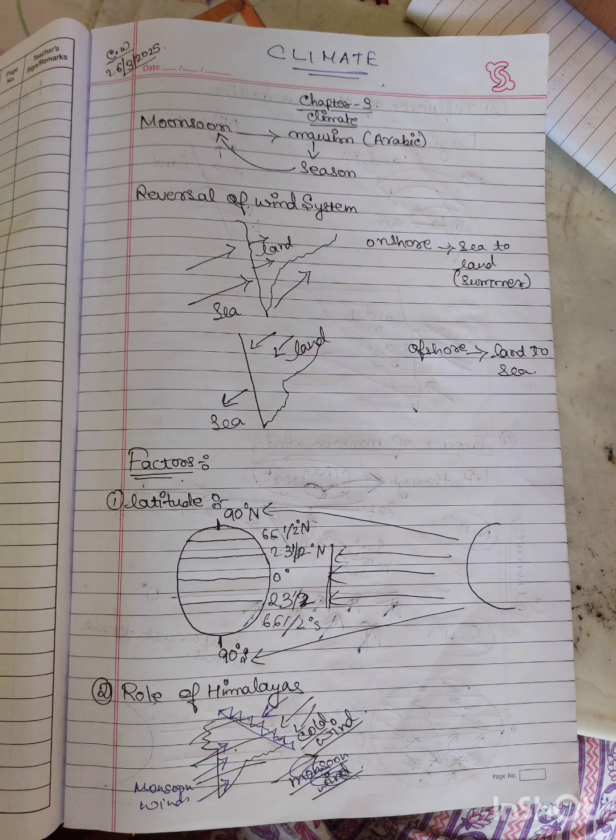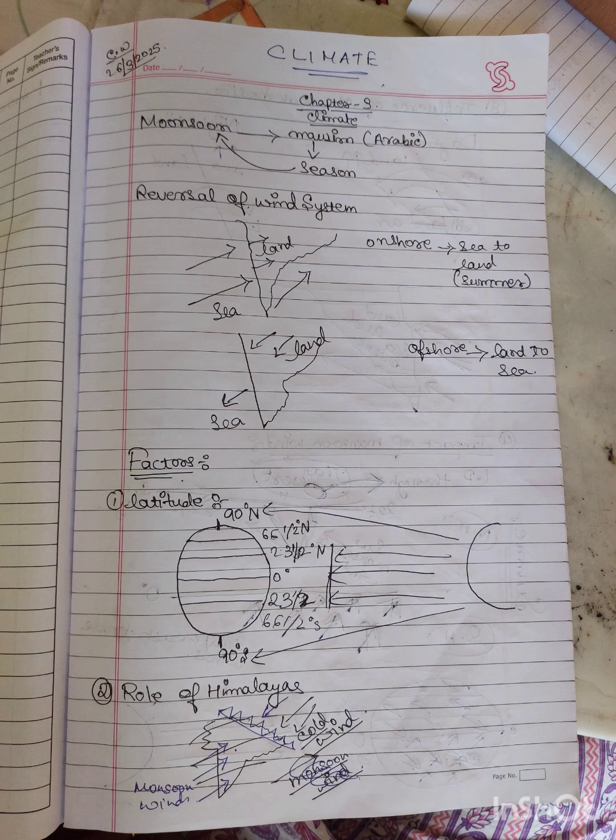of the wind system, how the monsoon winds during the summer move from sea to land, and during the retreating monsoon period they move from land to sea. So the onshore and the offshore winds. Next, there are the factors which affect the Indian climate.